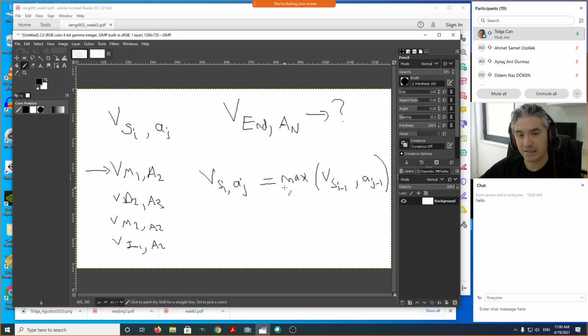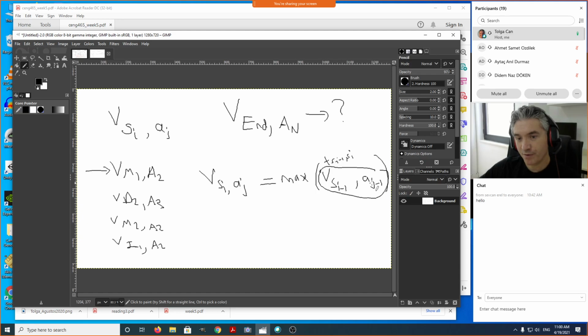It's basically saying that you have to look at the previous states only, which could have preceded Si, and pick the maximum of this probability times the transition from Si minus 1 to Si. So this is the probability of the best path that ends at some previous state and observes the previous symbol.